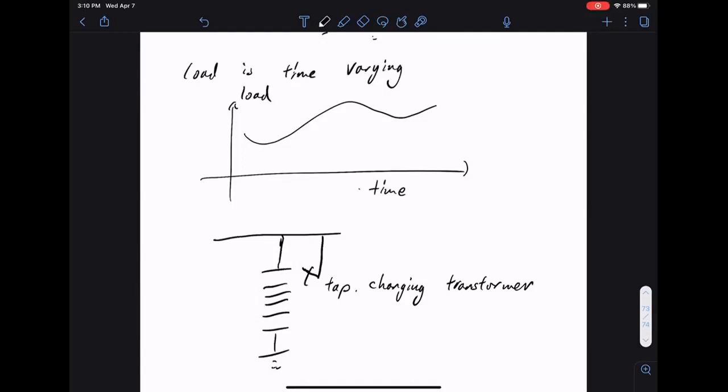So how many times do you think this will change per day? Remember, this actually is a mechanical device. You think of a place like this, then the arm moves and connects to different ones. If you stand by a substation, you actually hear this click, click, click, click of this thing switching through. So it's a bulky mechanical device.